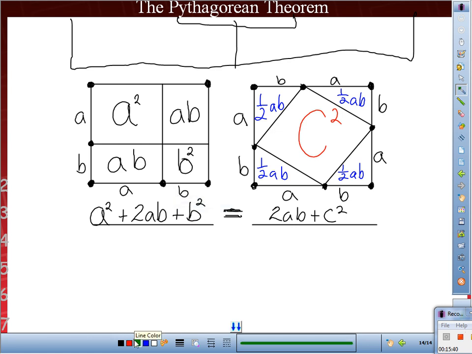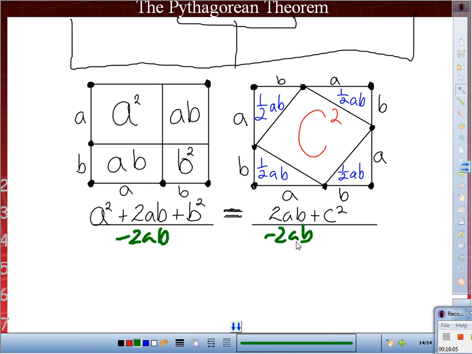All right, share with your neighbors, see if they see it. Who saw that we couldn't simplify anymore on each side, but they had something in common? So we subtract 2ab from each side. This cancels, so we're left with a squared plus b squared equals c squared. And that's another approach to the Pythagorean theorem.